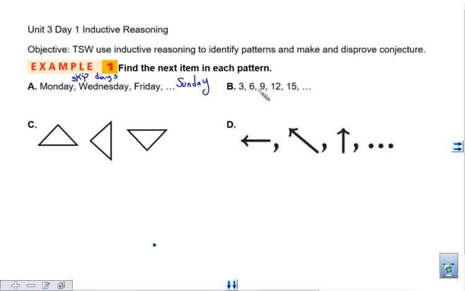Next one, 3, 6, 9, 12, 15. We're adding 3 to each. So that's 18.